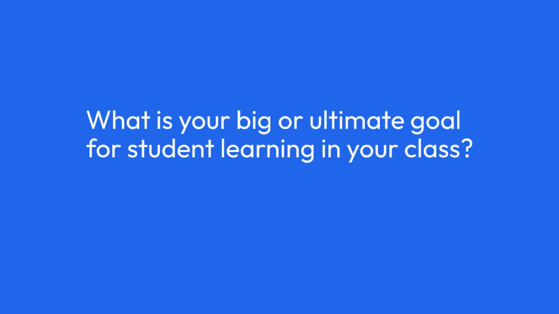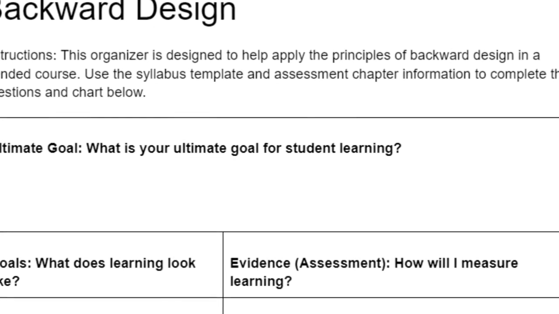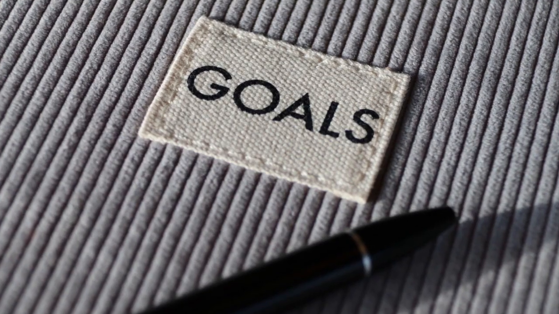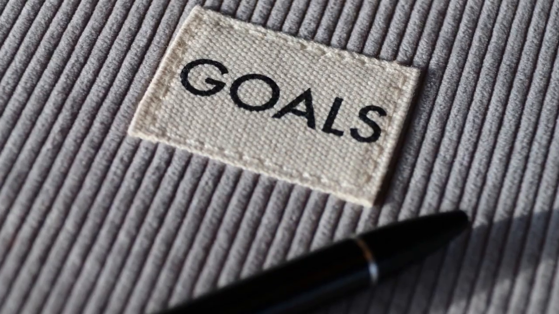Now think about this question. What is your big or ultimate goal for student learning in your class? You might stop the video now and imagine what success would look like. When you are ready, write down your ultimate goal on the backward design template. Once you have your big or ultimate goal, it's time to set some specific or measurable goals.